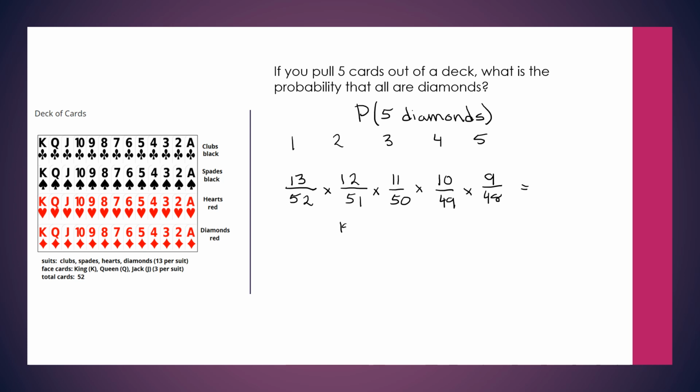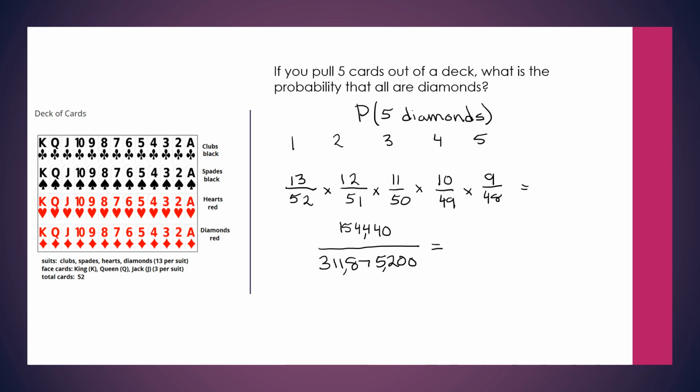It's 154,440 on the top, divided by a really huge number. And wait till you see this one. It is a lot of ways you can draw 5 cards out of a deck. And if I put some commas in there, you can see it's 311 million. More than that, almost 312.